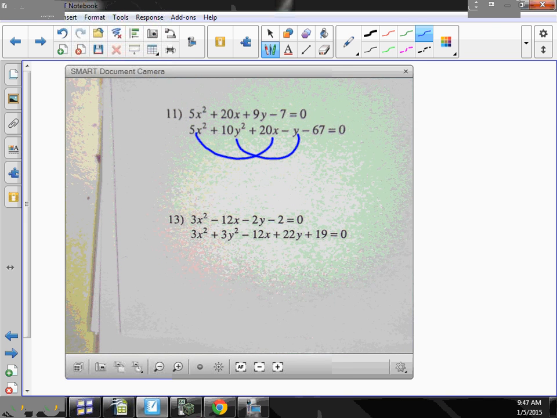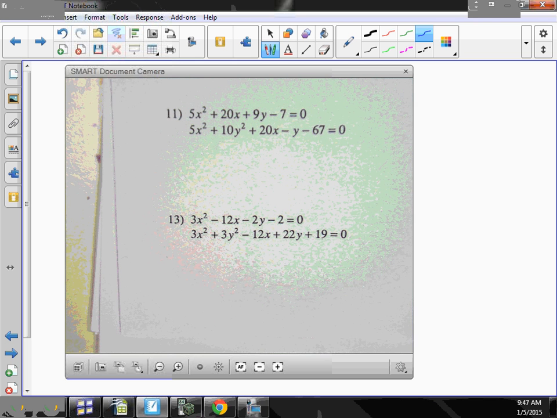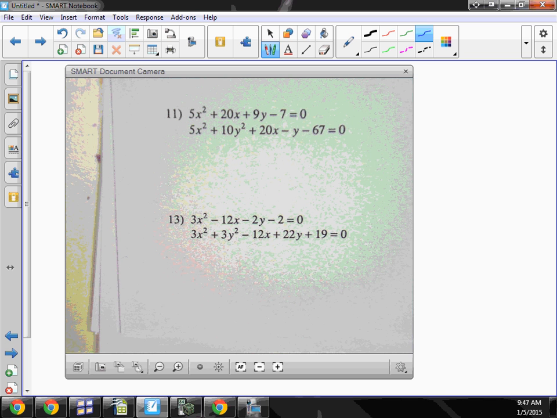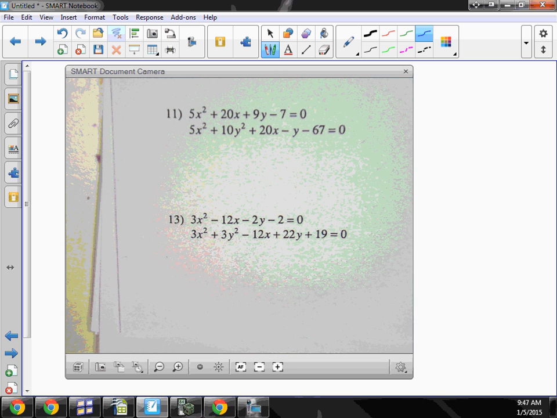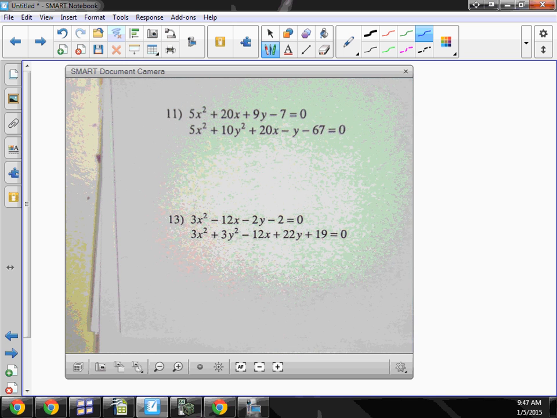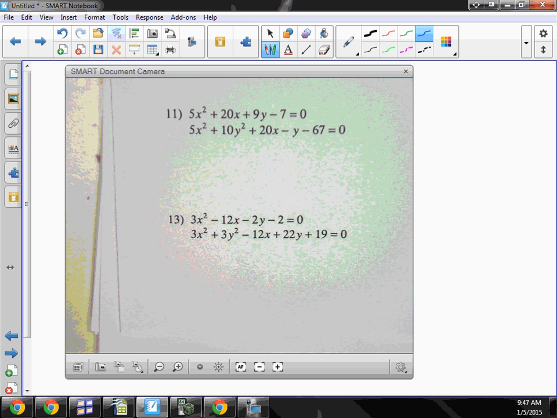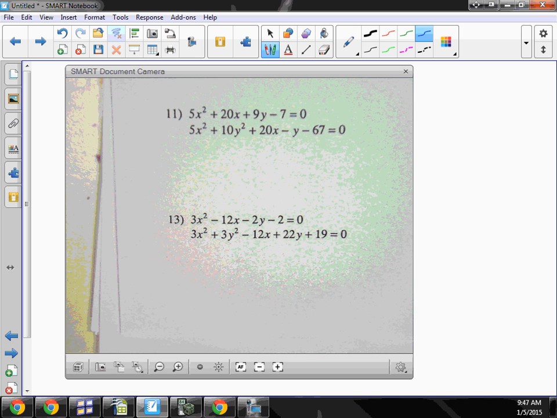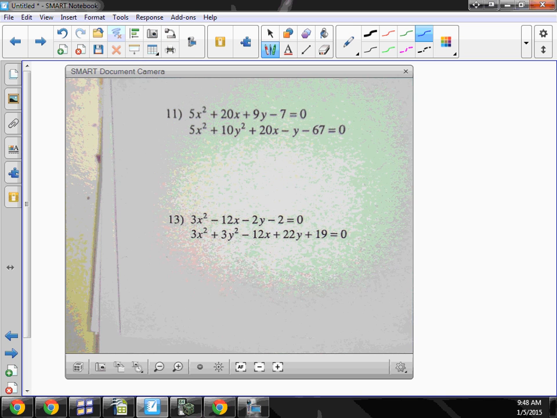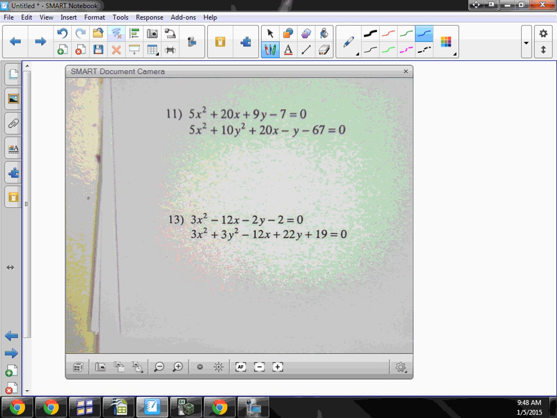What about the top? Could I solve for x or for y? I could solve for y. Do I want to? No, you'd subtract the 5x over, you'd subtract the 20x over, you'd add the 7, and then divide them all by 9. And then you'd have to plug in that nasty quadratic with fractions in it, and it just doesn't work. But it turns out in this case, we can actually use elimination.